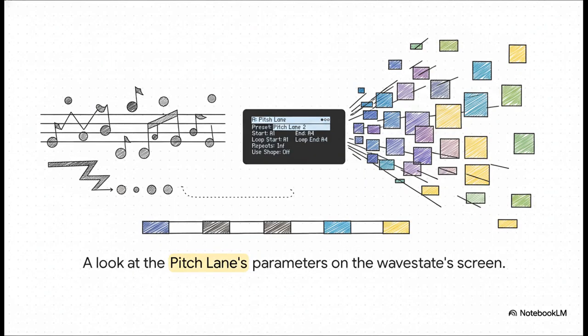Let's just zoom in on a single lane for a sec to really get the concept. We're looking at the pitch lane here. This is essentially a built-in melodic sequencer for each and every note you play. It's what defines the melody that unfolds over time.